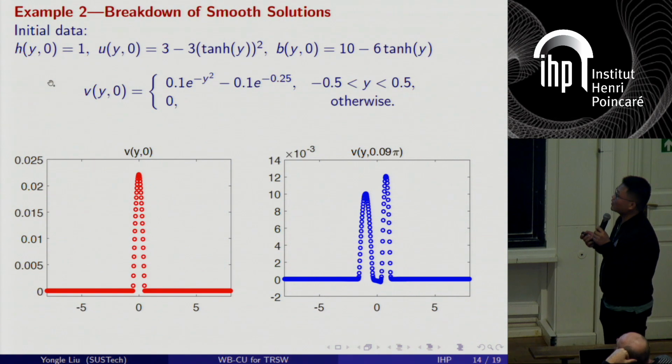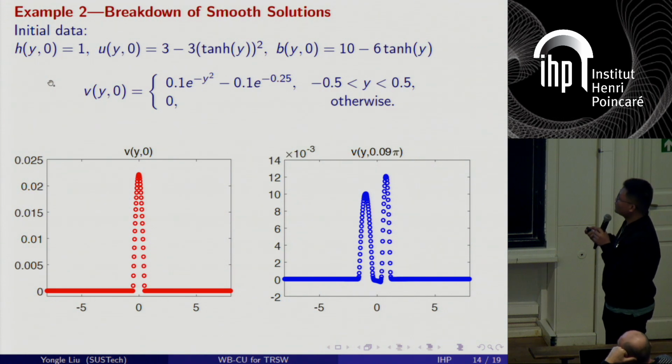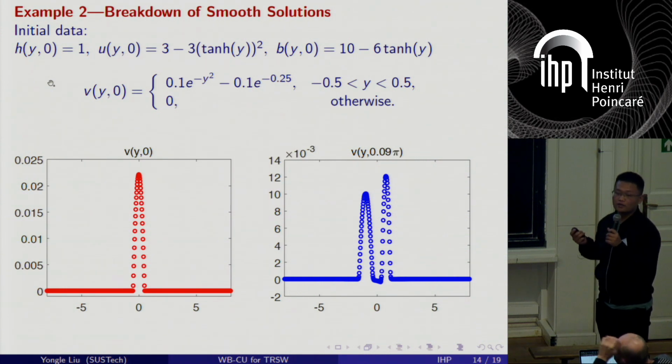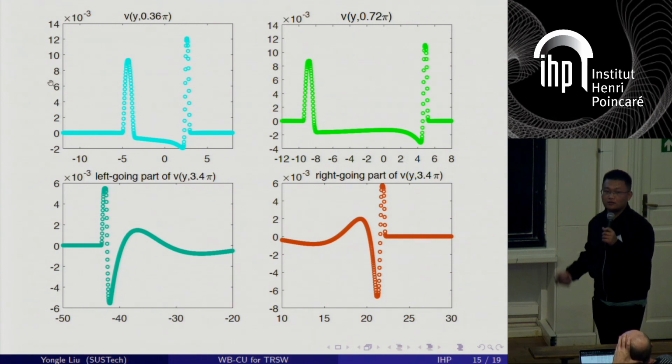Like this, initially we add a small hump. And we wish that this hump will split into two parts and propagate to the left and right, and then break down. So now we look at the evolution of this v. At this time, we can clearly see that it splits into two parts. One propagates to the left, and the other one propagates to the right. And at this time, we can see that the right-going part breaks down, and then they keep going, and then the left-going part also breaks down here. So this example shows that our numerical scheme has the property to capture the breakdown very well.